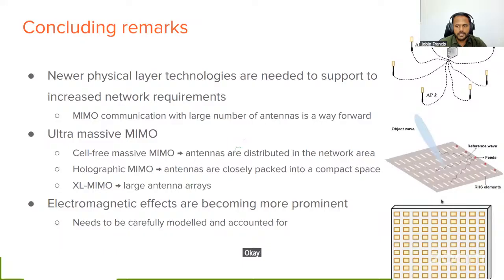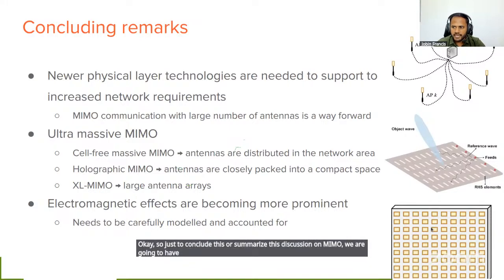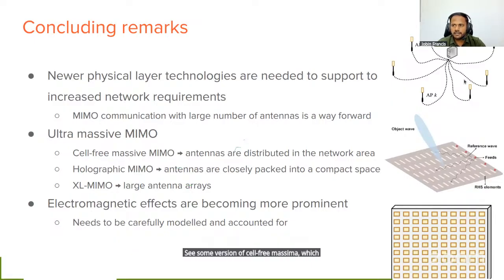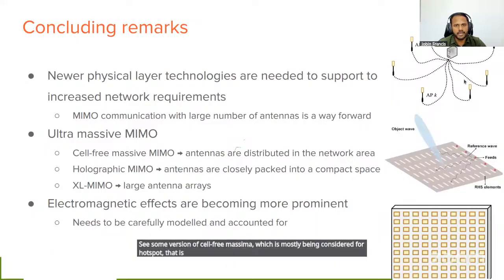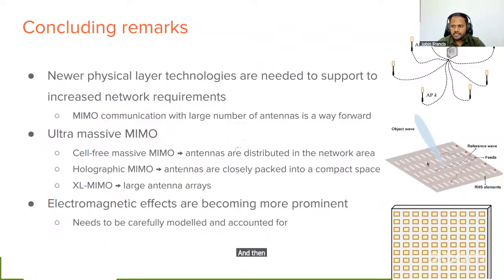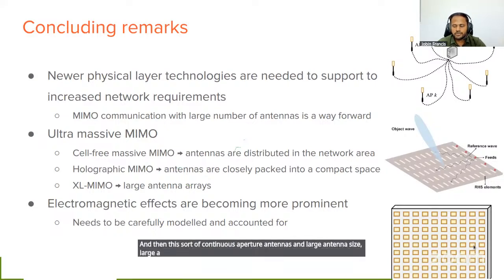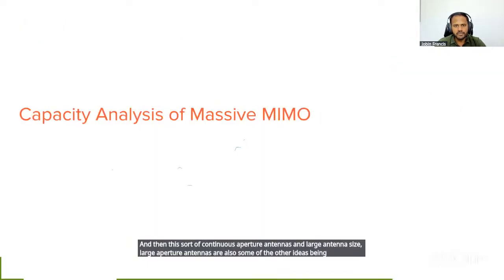Okay, so just to conclude or summarize this discussion on MIMO, we are going to have this massive number of antennas. The way they are deployed would be different. If they are spread out in the network area, you might see some version of cell-free massive MIMO, which is mostly being considered for hotspots, that is in some multiplex buildings, stadiums where you see a lot of people gathered, right? Locations where high data rate is needed, you see this sort of deployment. And then this sort of continuous aperture antennas and large aperture antennas are also some of the other ideas being explored.